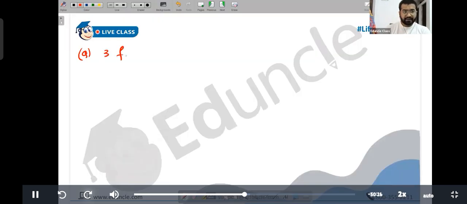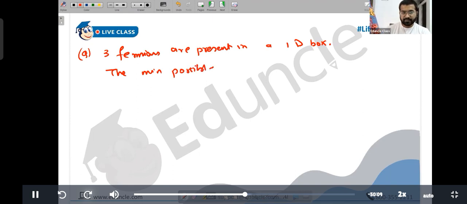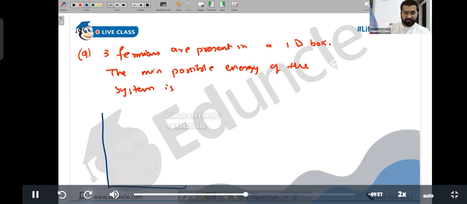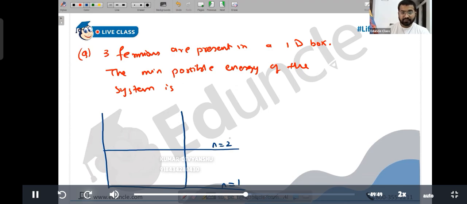So to start with, suppose I give you 3 fermions present in a 1D box, and I'm asking you the minimum possible energy of the system. There are 4 options given to you. First of all, it's a 1D box, I can have n equals 1. Please wait, first you want to copy the question. 3 fermions are present in a 1D box. The minimum possible energy of the system is.